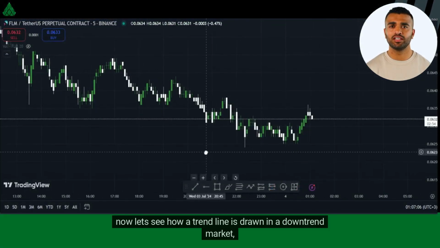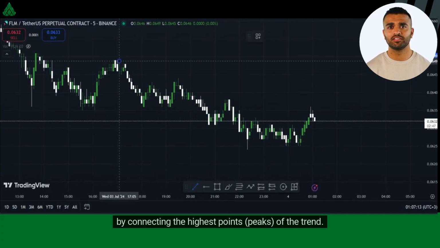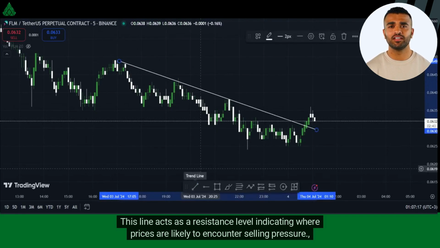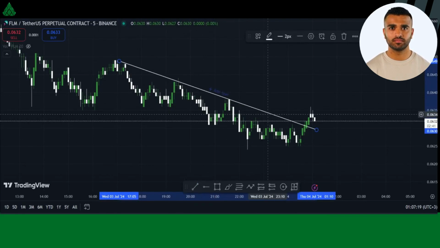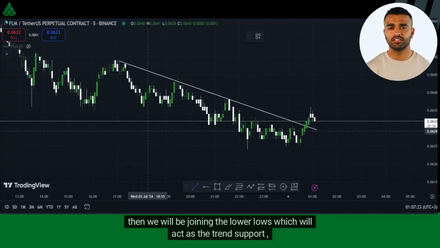Now let's see how a trend line is drawn in a downtrend market. A downtrend line is drawn by connecting the highest points, the peaks of the trend. This line acts as a resistance level, indicating where prices are likely to encounter selling pressure. Then we will be joining the lower lows, which will act as the trend support.